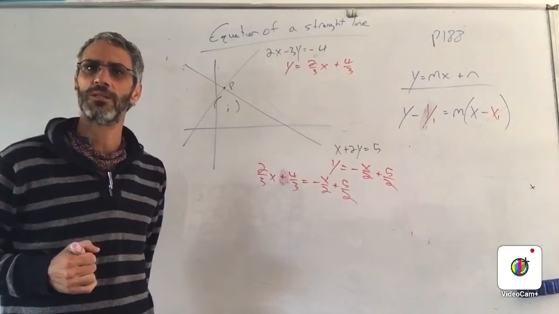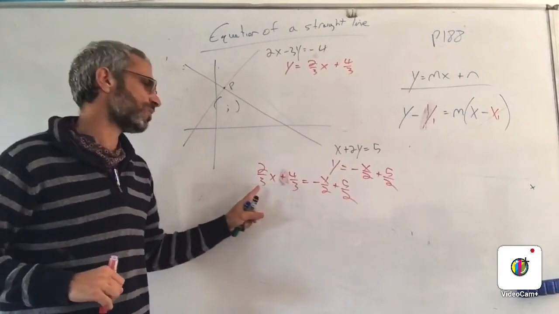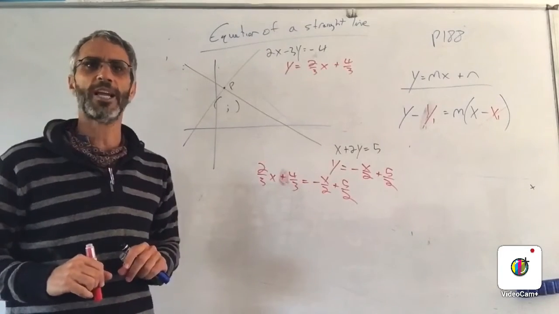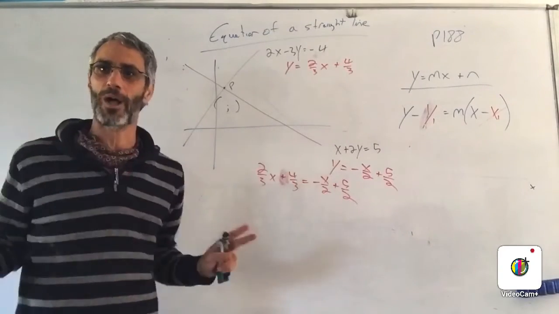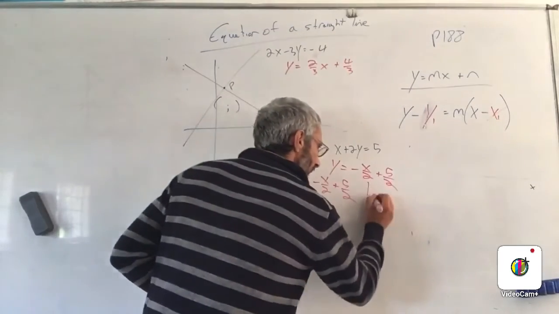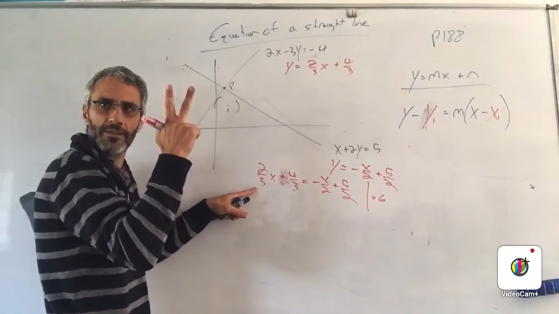Now, there are different ways of doing it. I don't like these fractions. I don't want to start adding 2/3 with a half. What can I multiply everything by? Which is 6. If I multiply everything by 6, then 6 over 3 is 2, right?